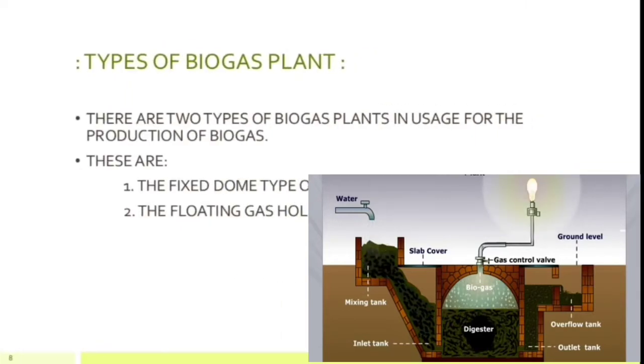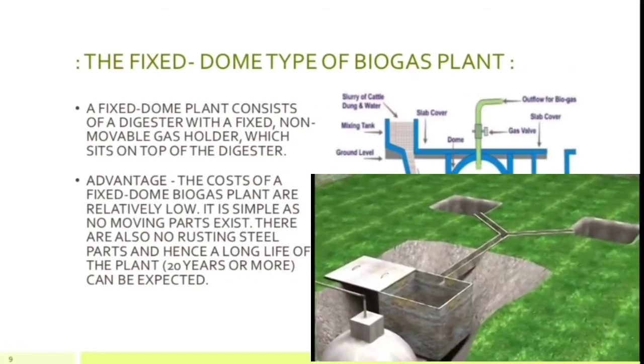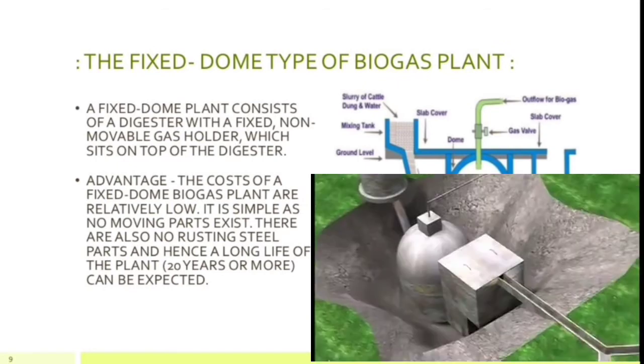What are the types of biogas plant? There are two types of biogas plants in usage for the production of biogas. The first one is the fixed dome type biogas plant, and the second one is the floating gas holder type biogas plant. Let us see the fixed dome type of biogas plant.